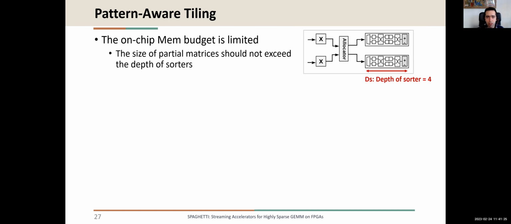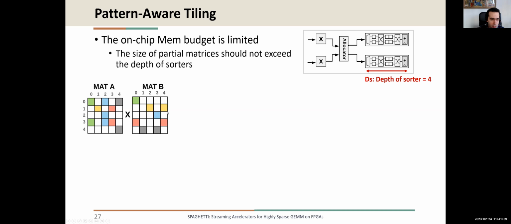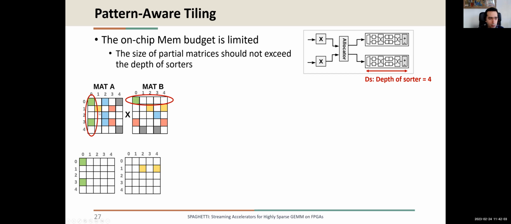As I said, the on-chip budget is limited. Let's say we have 2 multipliers and 2 sorters, and the depth of the sorter is ds, and in this case, let's say it is 4. And I have 2 matrices, 5 by 5. I need to make sure that when I send the non-zero elements, they won't exceed the depth of this sorter. If I do the first outer product, the first column and first row, this would be the partial matrix. And the second one is the second partial matrix that I will get.